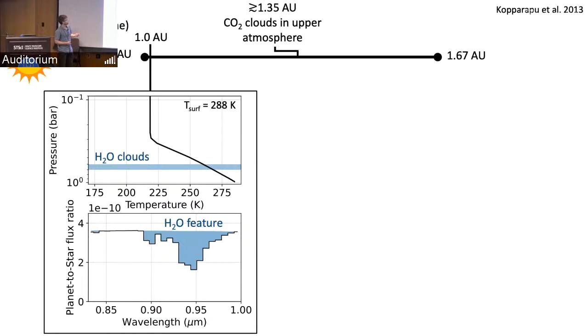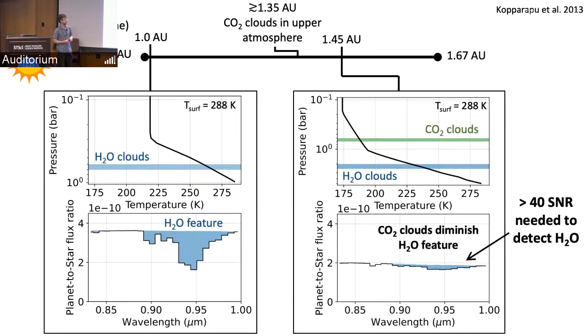For example, let's consider a planet at 1.45 AU in the habitable zone. Here is its temperature structure in the top right. You have the same surface temperature, 288 Kelvin. You have water vapor clouds in the lower atmosphere, but you also have CO2 clouds in the upper atmosphere. These CO2 clouds prevent light from probing the lower atmosphere where there's water vapor. So you can see in the bottom right that the water vapor feature is diminished significantly for these planets with CO2 clouds. To detect this water vapor feature, you need a very big signal-to-noise ratio of something like 40. So, very, very good data.